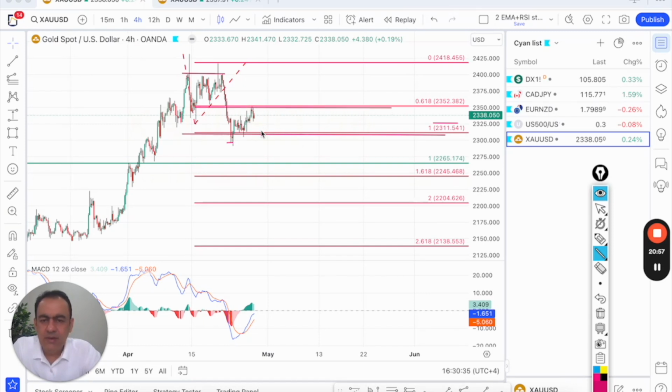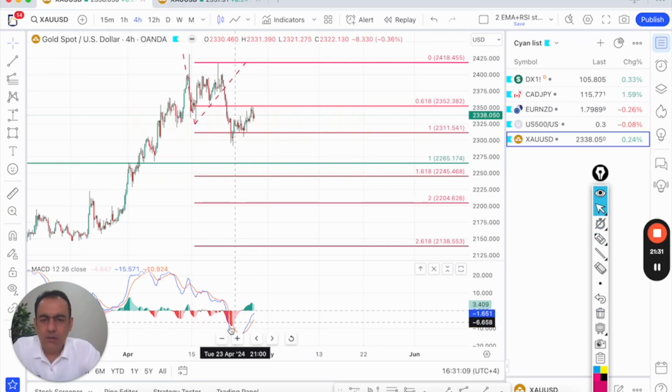So there could be some range bound price action in the upcoming week, and it can also retest the major fib support at 2265 only in the short run, and finally it is expected to rise. So only in the short run you can look for selling. One invalidation level could be the break above this fib level, that is 2352.